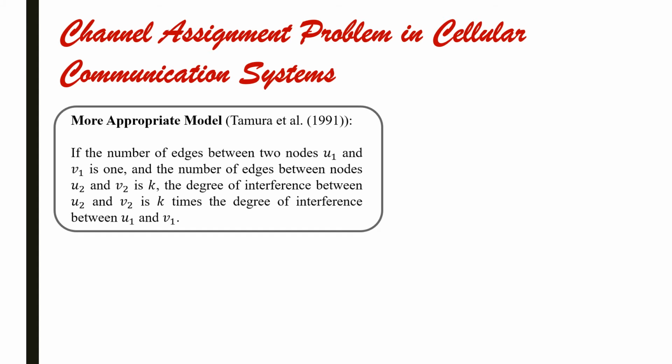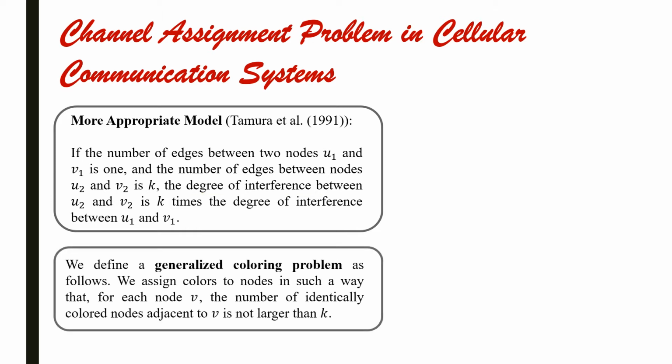A more appropriate model is attributed to Tamura and others. This model takes into consideration the degree of cochannel interference which usually creates an undesired effect in another channel. So if the number of edges between two nodes u1 and v1 is 1, and the number of edges between nodes u2 and v2 is k, the degree of interference between u2 and v2 is k times the degree of interference between u1 and v1. From here, we also define a generalized coloring problem by assigning colors to nodes in such a way that for each node v, the number of identically colored nodes adjacent to v is not larger than k.